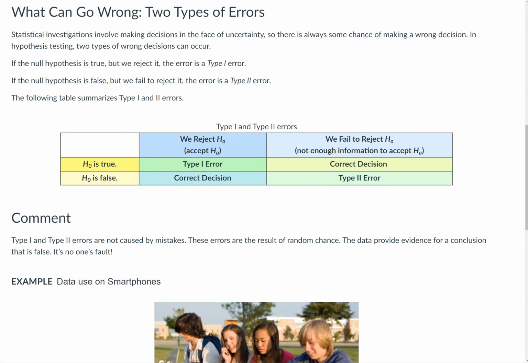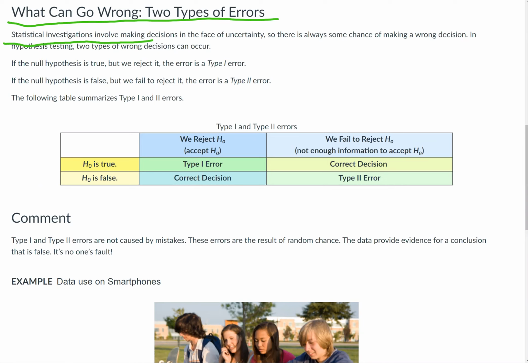On this page, we'll see what can go wrong as far as errors go. On the previous page and the one before that, we talked a little bit about what can go wrong as far as the conclusions we draw from the math. But this would be what kind of error you can actually make when you're doing a study as far as the math goes.